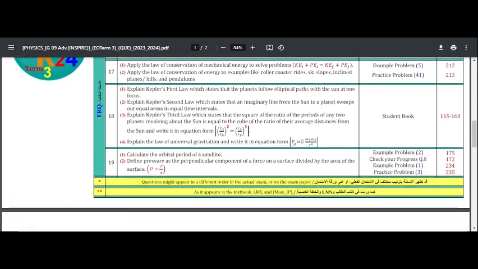Now let's go to the 17th question. It says apply the law of conservation of mechanical energy to solve problems: KEi plus PEi is equal to KEf plus PEf. So apply the law of conservation of energy to examples like roller coasters, ski slopes, inclined planes, hills, and pendulums. This is similar to what I was discussing earlier.